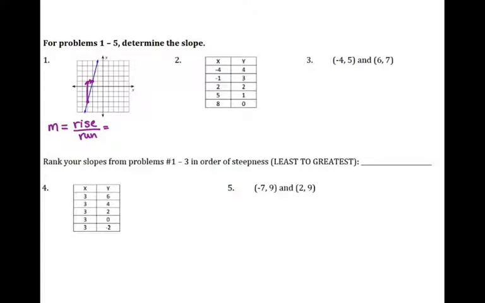So to get from my first point to my second point, I went up 1, 2, 3, 4, and to the right 1. So it'll be 4 over 1, which of course we can just write as 4.